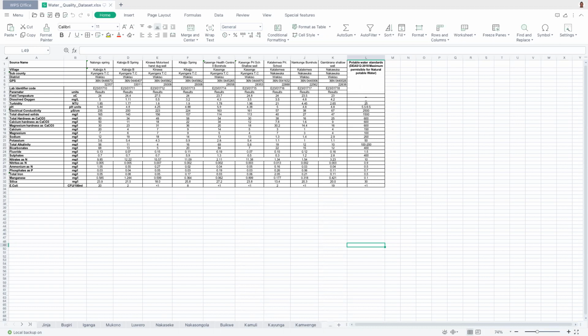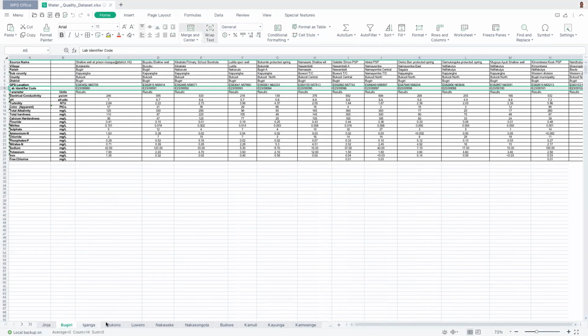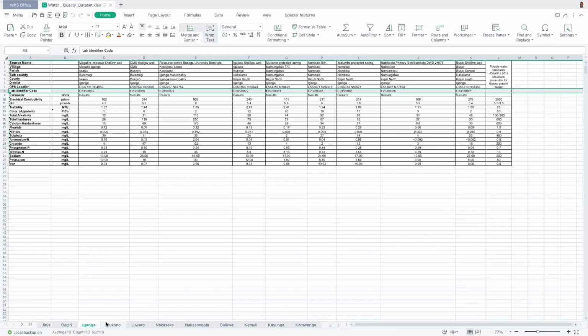I'll be taking you through my final semester data visualization coursework. Now, this coursework is about water quality, and here sharing is the type of data that we're using. So we're provided with an Excel file with several sheets that have water quality data for every district. So every sheet represents a district.